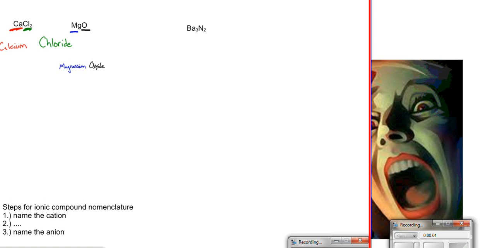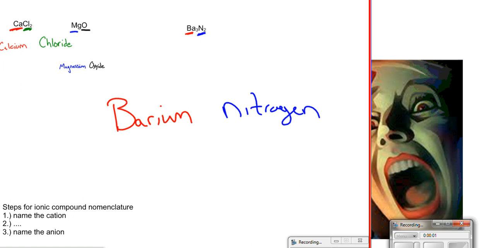All right, lastly, barium is a metal. Nitrogen is a nonmetal. So this again is an ionic compound. I have barium as my cation, and nitrogen is my anion. Since nitrogen is an anion, we change the ending to "ide." So that would be barium nitride.